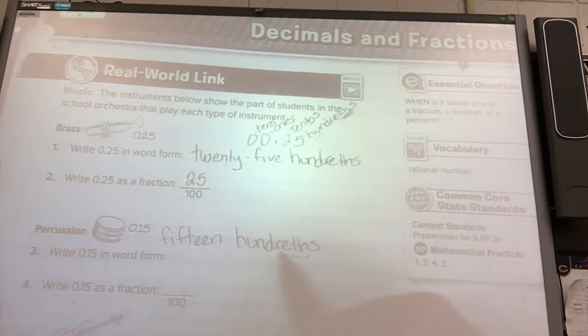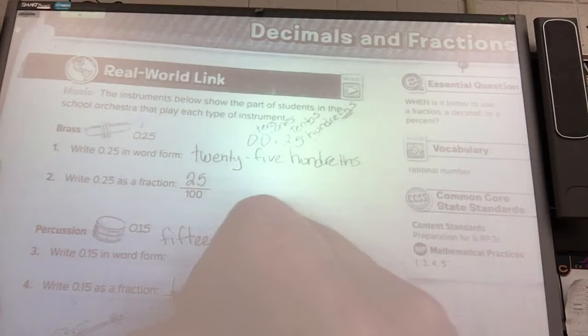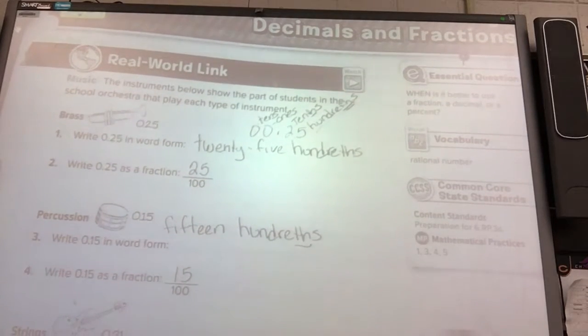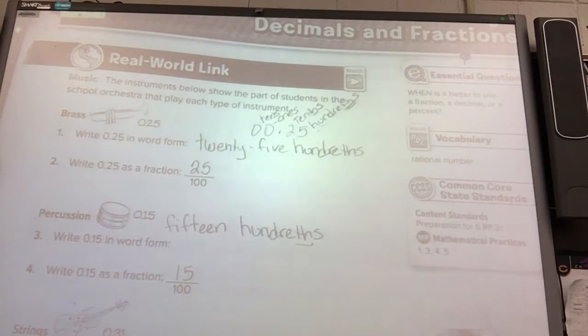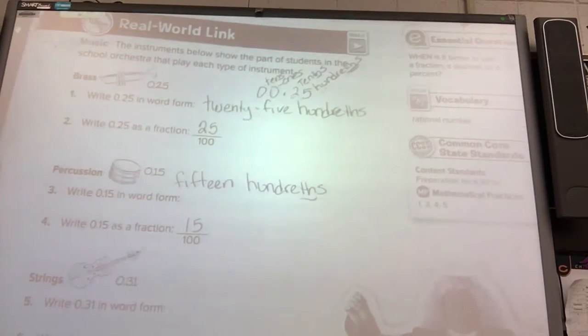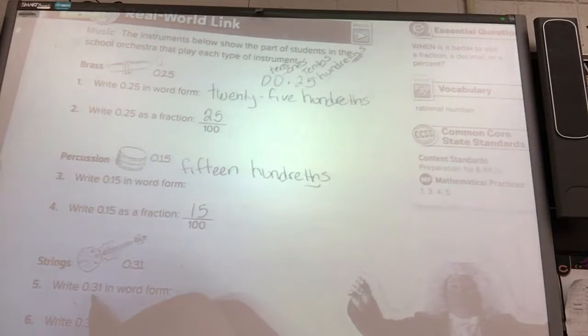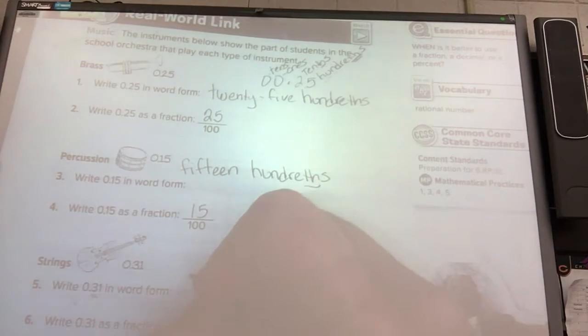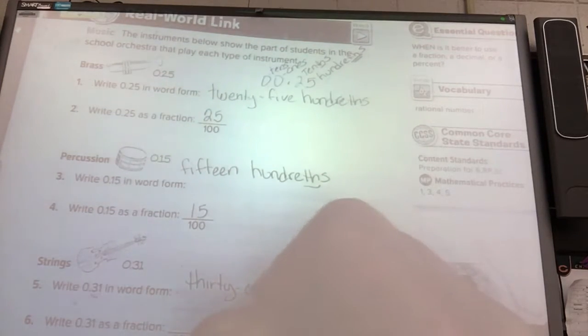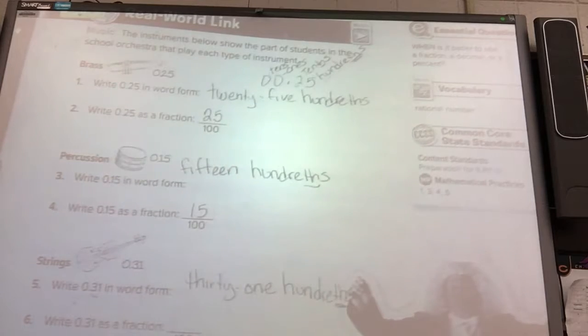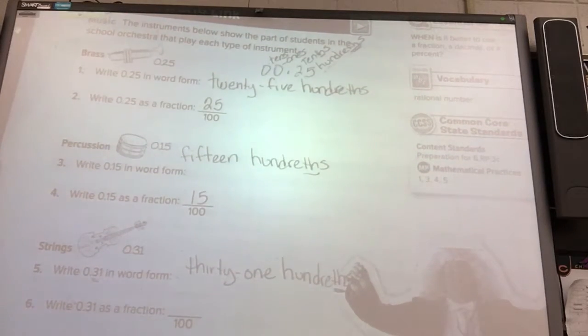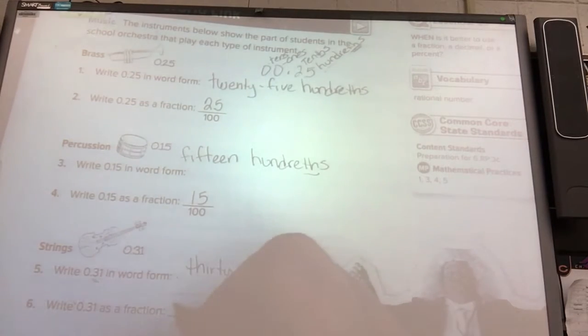And again, what word do you see in here? Hundredth, 15 goes over 100. It looks like our string players take up 0.31 of the orchestra. So we would write that. How would we write 0.31? Same place value as 15 and 25. Good. 31 hundredths. Don't forget that TH. That TH is what lets you know what side of the decimal it's on. And because we can see hundred is part of that word, we would write it over 100.